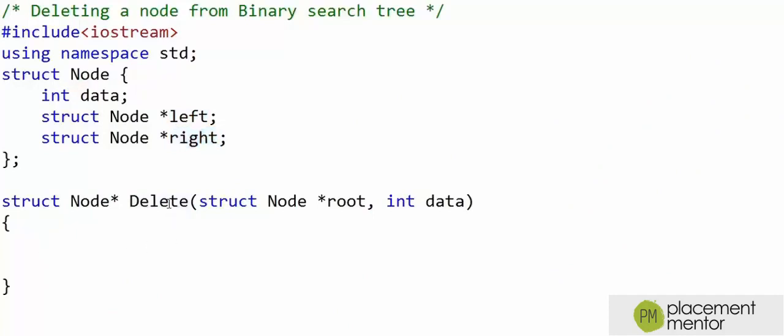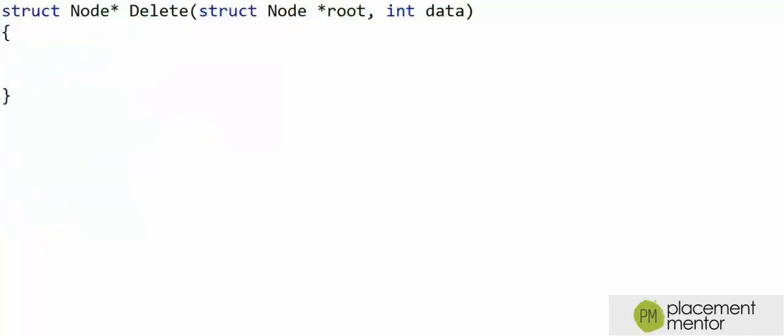And I want to write a function named delete that should take pointer to root node and the data to be deleted as argument, and this function should return pointer to root node because the root may change after deletion. What we are passing to delete function is only a local copy of a root's address. If the address is changing, we need to return it back. To delete a given value or data, we first need to find it in the tree, and once we find the node containing that data, we can try to delete it.